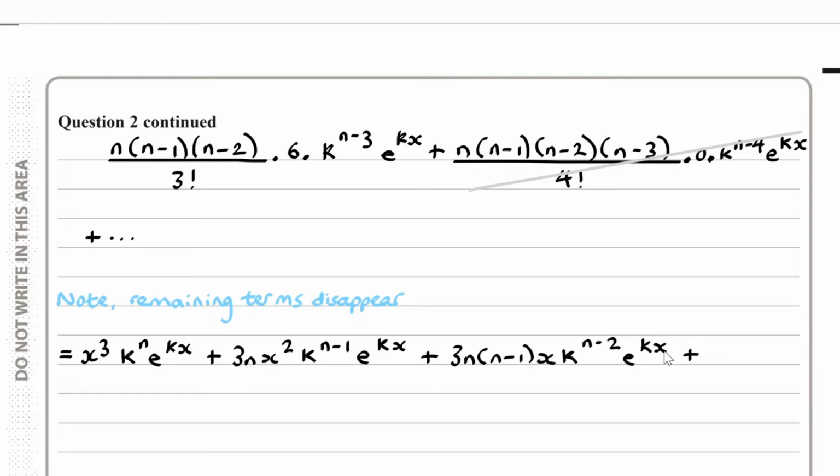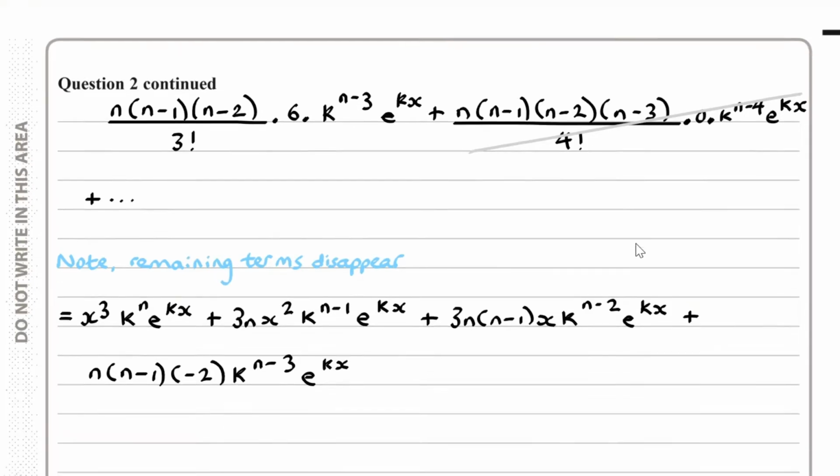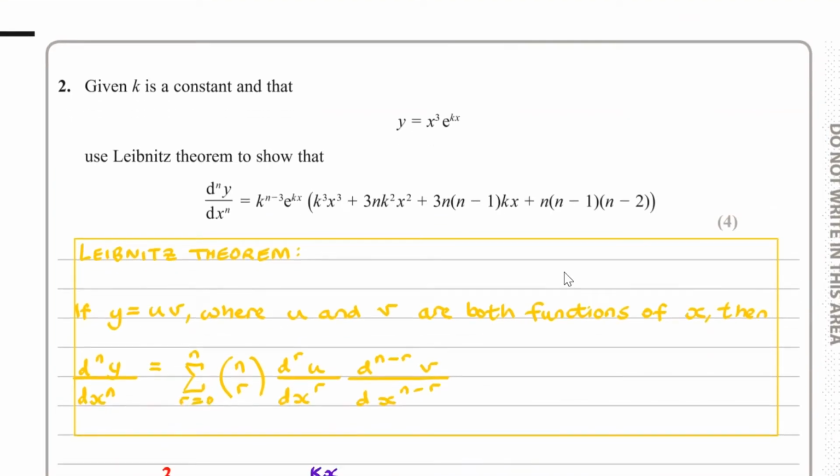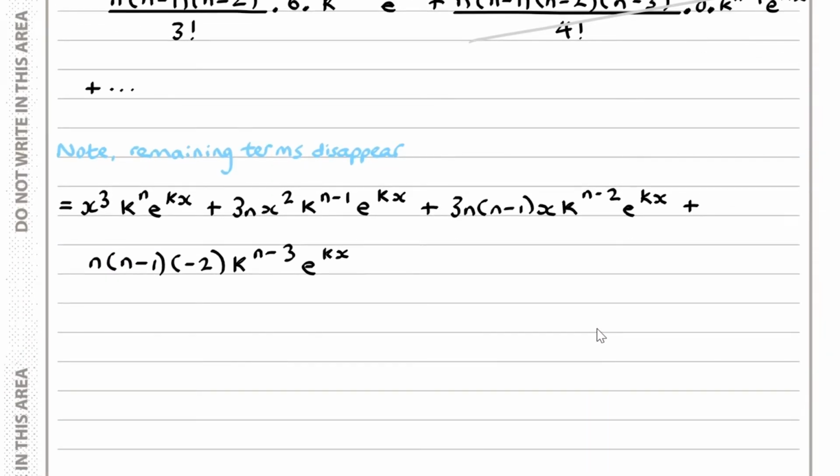And finally, we have this term over here, n lots of n minus 1 lots of n minus 2. And then we have 6 over 3 factorial, which is simply 1. And then we have this multiplied by k to the power of n minus 3, e to the power of kx. And we don't need to continue because, as we said before, the remaining terms disappear. And we want to show that all this result is the same as the result we have here, which it is. And I'll show you why that's the case.